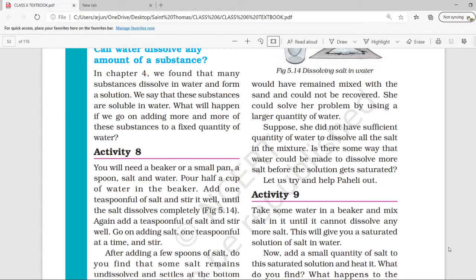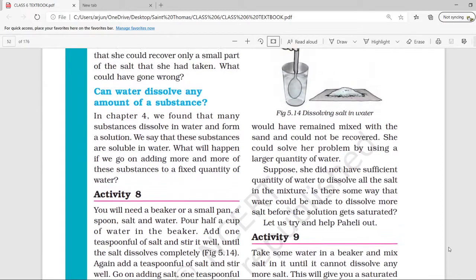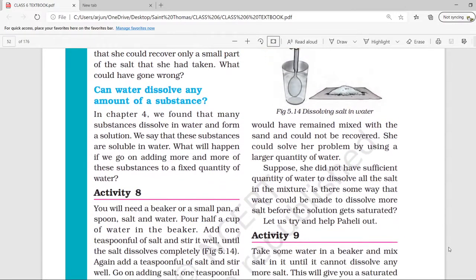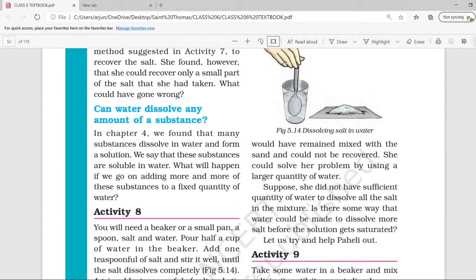Pour half a cup of water in the beaker. Add 1 teaspoon of salt and stir it well. What you have to do is take half a cup of water, pour it into the beaker and then add 1 teaspoon of salt and stir it well until the salt dissolves completely, from figure 5.14. Yes, you can see this in the figure.